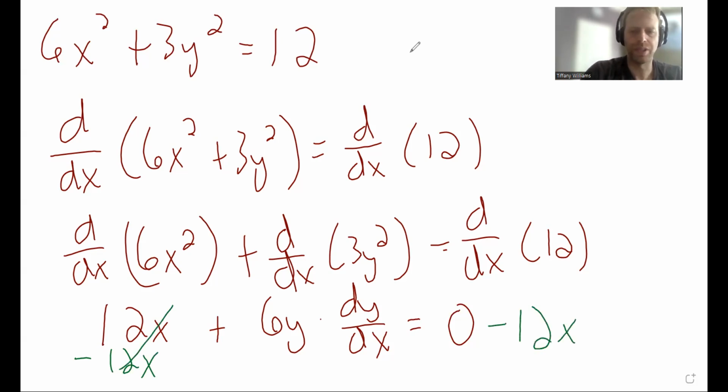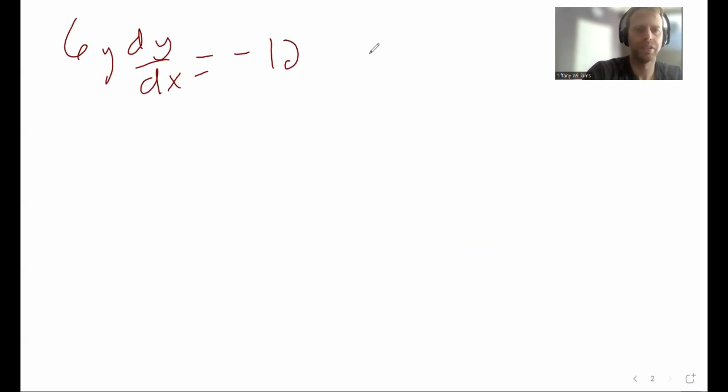And I'm going to need a new page here in a second. So I'm going to have 6y dy dx equals, and remember what I had here, negative 12x on the right side. Okay. And then my last step, I would remember in that list of steps we had factoring out a dy dx, but I only have one term, which is good. So now to get dy dx isolated, I divide by 6y.